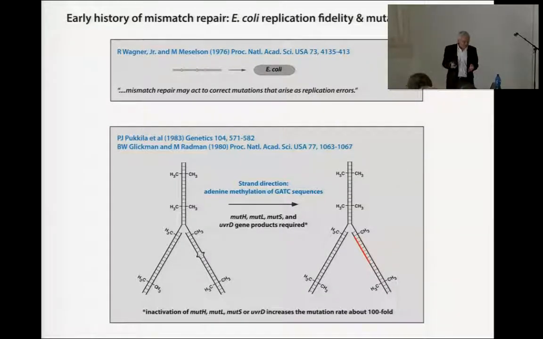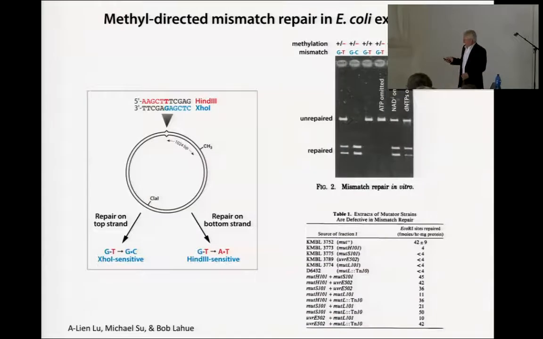And so to address those questions, we needed a biochemical assay. And the approach we used is summarized here. So Ollian Liu, Michael Su, and Bob LeHue constructed circular heteroduplex DNAs like that shown here, in which the strands are in defined states of methylation at GATC sequences, and that contained a mismatch in overlapping recognition sites for two restriction enzymes. And the example shown here, a GT mismatch in overlapping recognition sites for HindIII and XhoI. And that mismatch blocks cleavage by both of these enzymes.